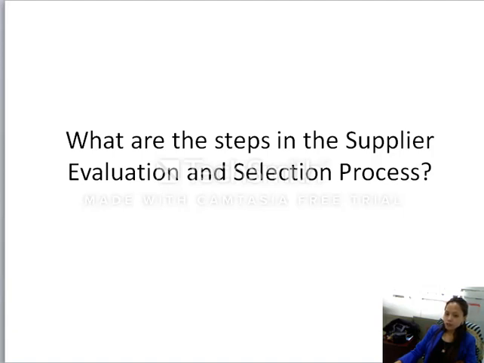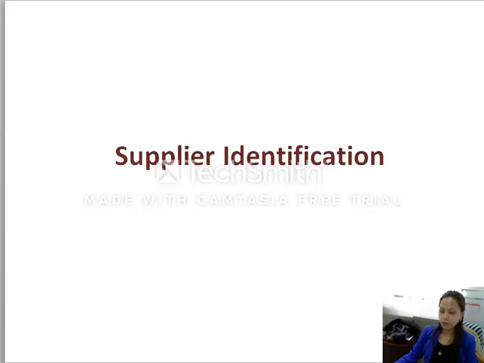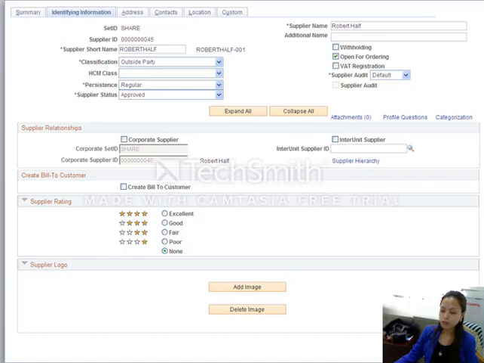Question number 2. What are the steps in the supplier evaluation and selection process? Step 1. Supplier identification. The first step in the CRSRM method is supplier identification. The company must sort out and identify all its suppliers to whom they pay invoices over a certain period of time.